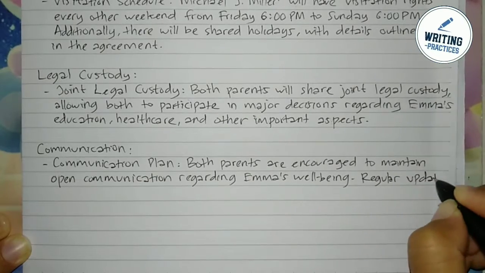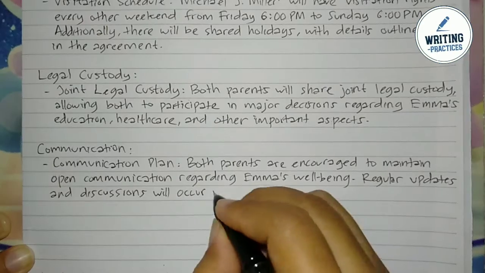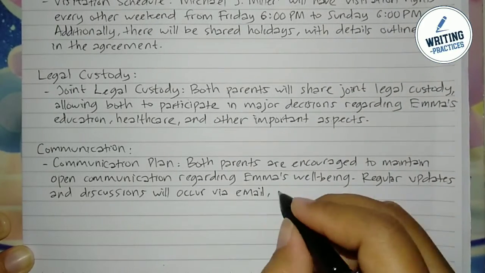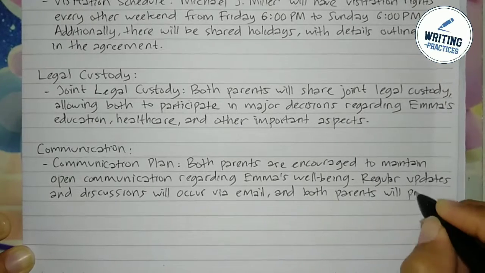Communication plan. Both parents are encouraged to maintain open communication regarding Emma's well-being. Regular updates and discussions will occur via email. And both parents will provide emergency contact information to each other.